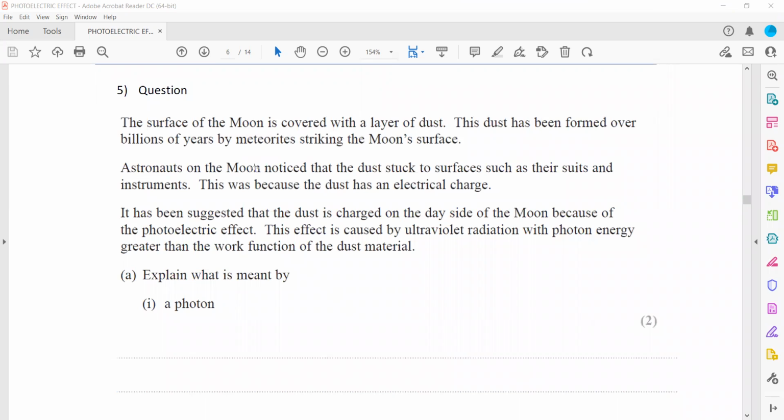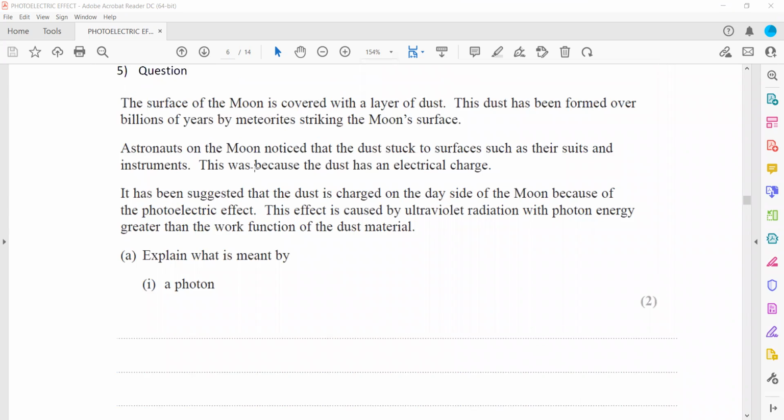Then in this question, the surface of the moon is covered with a layer of dust, and that dust has been formed over billions of years by meteoroids striking the moon surface. Astronauts on the moon noticed that the dust stuck to surfaces such as their suits and instruments. This is because the dust has electrical charge. So moon dust has electrical charge, and that's why it sticks to the suits or the instruments. It has been suggested that the dust is charged on the day side of the moon because of the photoelectric effect.